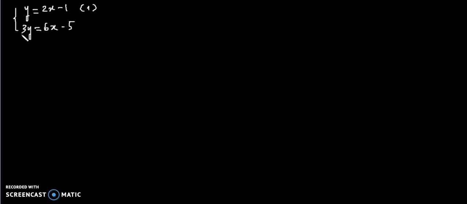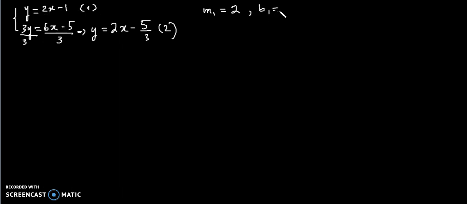So we will divide both sides of this equation by 3. So we would have 3 divided by 3 is 1, so y equal to 6 divided by 3 is 2, 2x minus 5 over 3. So this is my second equation. Again, we would have m1 here equal to 2, right? 2 is in front of x here. And the y-intercept, which is b1, equal to -1. Remember the sign with the number -1.